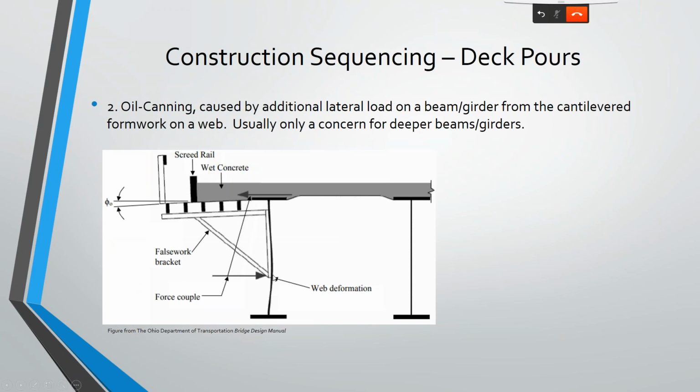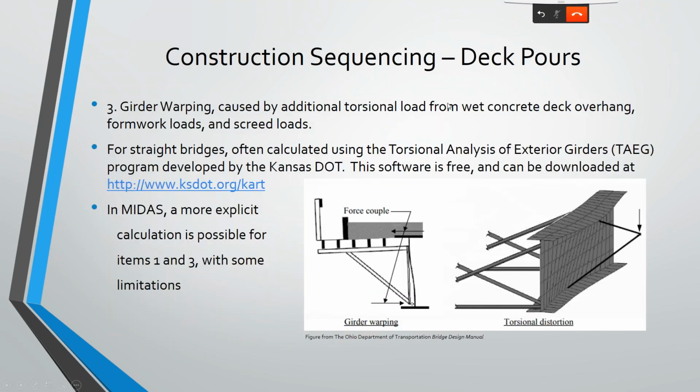Second, oil canning. That's basically a localized web deformation in the lateral direction. This one, we haven't really explicitly modeled in what we're doing currently. If you got into a deeper plate girder, this could become critical, and you're going to need multiple web plate elements in order to accurately model that. Then you're going to need to apply this bracket load at that point in order to get that modeling in there. We are currently not addressing that as explicitly in the Midas model, as I'll show you.